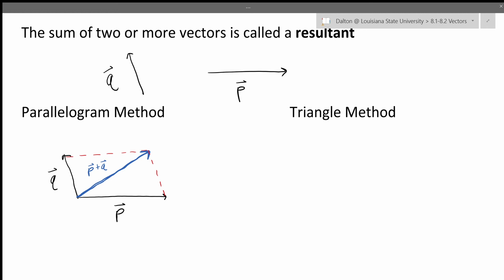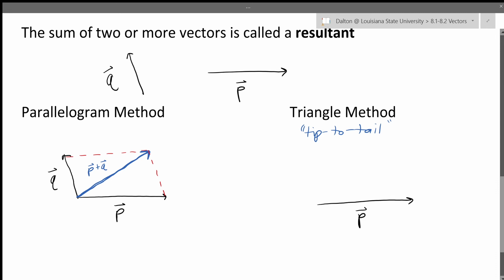There's also a triangle method, which is also sometimes called tip to tail. Tip meaning where the arrow is, the terminal point, and then the tail being that initial point. The triangle method, again, is going to maintain the magnitude and direction of the original vectors. So again, let's draw vector P first.